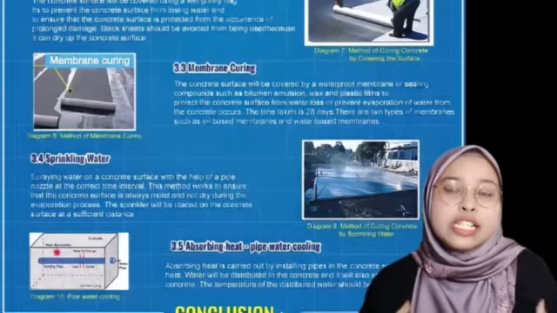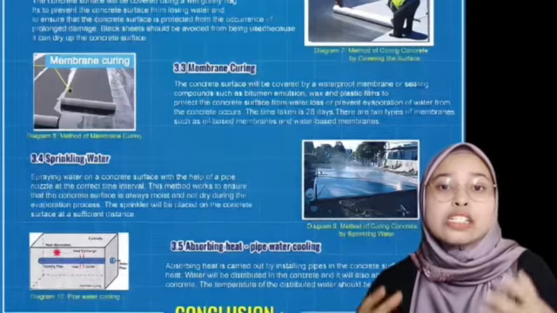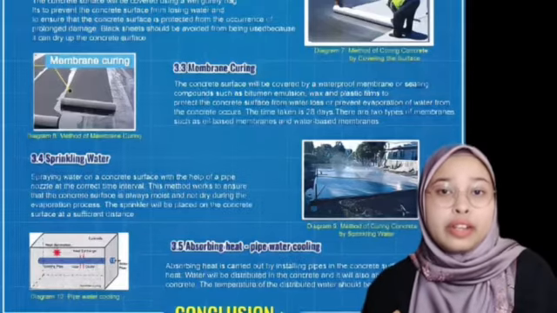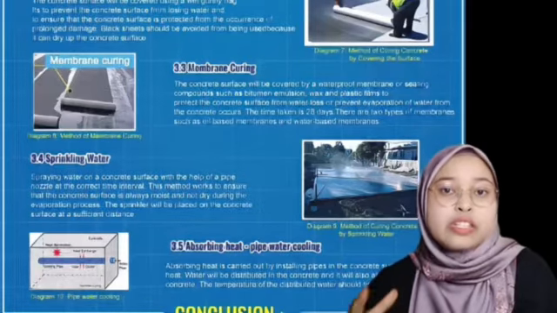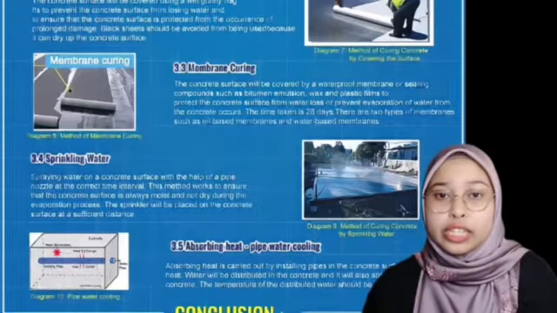However, this method should be used with caution because when there is a sudden change in temperature, it can cause the concrete to crack. Therefore, the temperature of the distributed water should be monitored continuously.